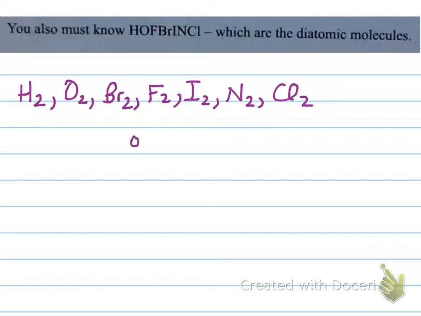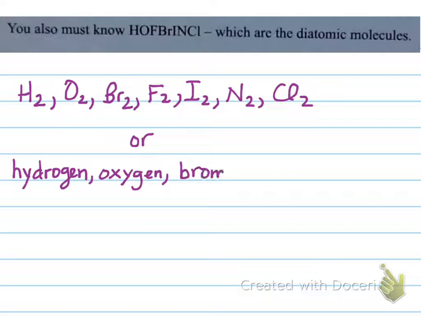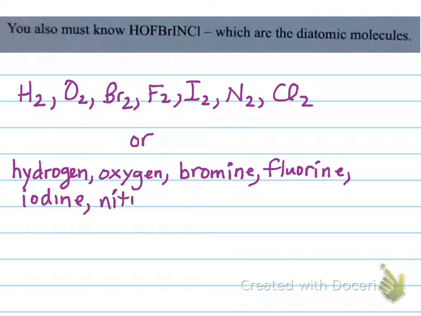Your other option is that you can write them by their names. So you can say that they are hydrogen, oxygen, bromine, fluorine, iodine, nitrogen, and chlorine.